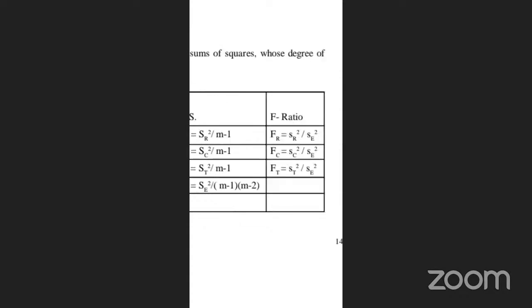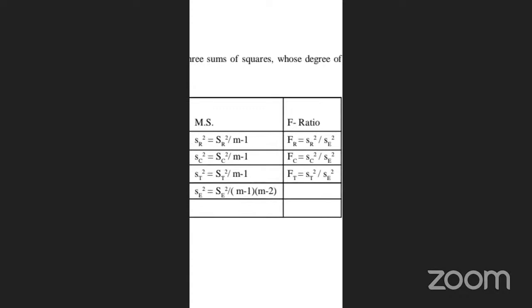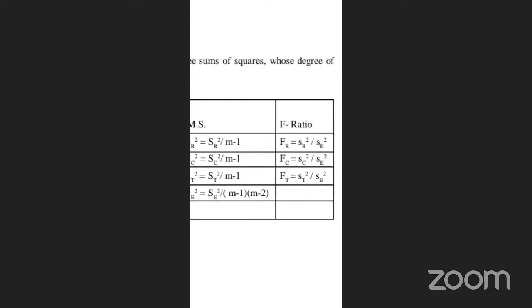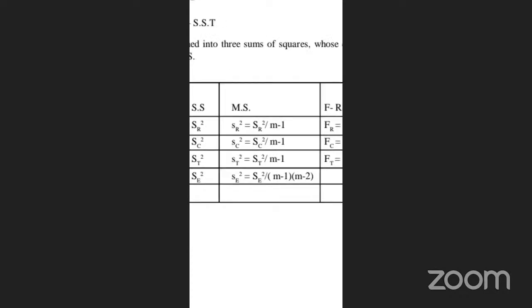Already in yesterday's class we learned the ratio by the division of these mean squares. FR is SR square by SE square, FC is SC square by SE square, FT is ST square by SE square. We have to take the error square in the denominator, but in the numerator we have to take rows, columns and treatments. The error we take in the F ratio's denominator.